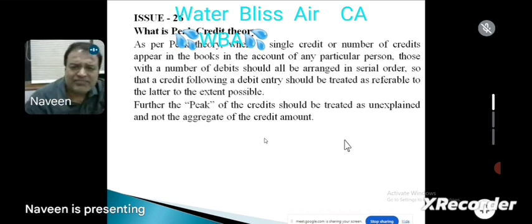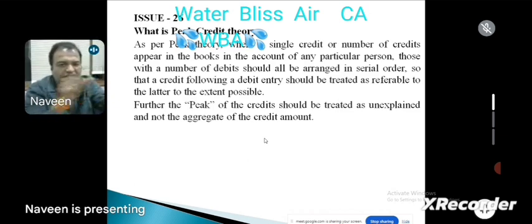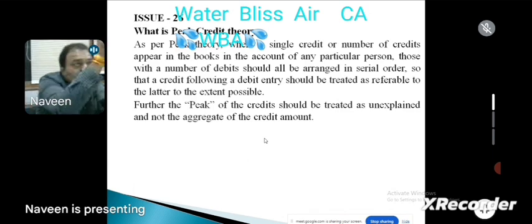What is peak credit theory? The theory is that where there is a single credit or a number of credits in the books of account of any person, along with a number of debits, all the credits as well as debits should be arranged serially, so that a credit following a debit entry should be treated as referable to the latter to the extent possible. The peak of the credit should be treated as unexplained and not the aggregate of the credit amounts. So it is telling you to see the peak of credit and debit, not of credit, debit, credit, debit separately.